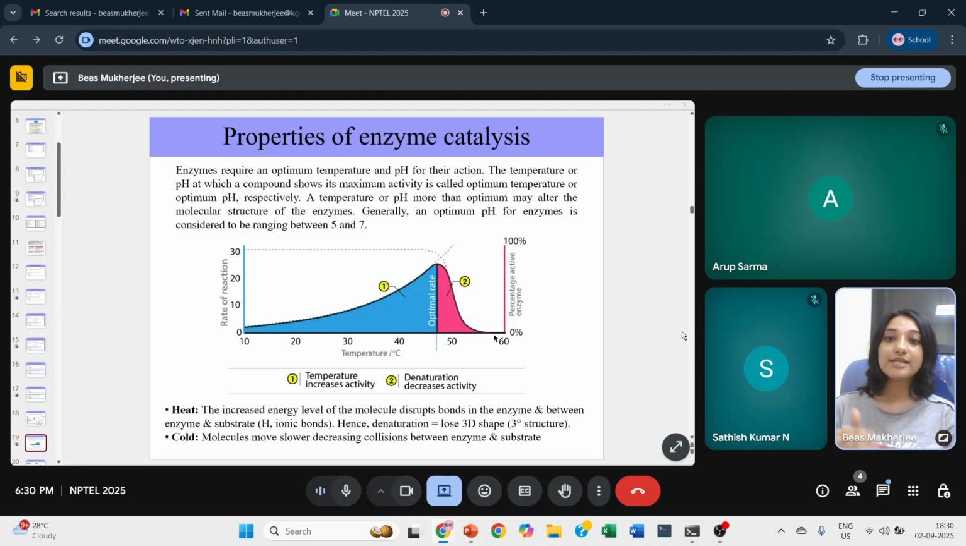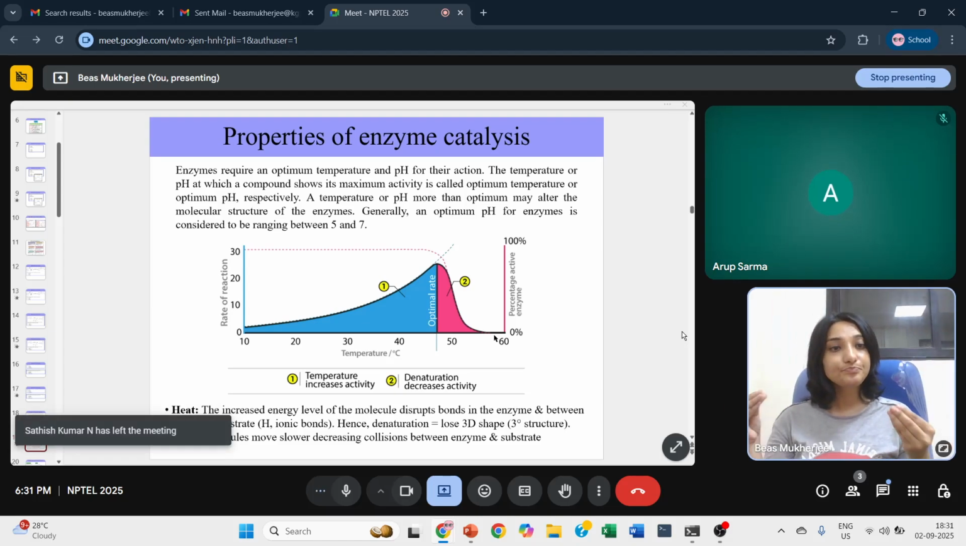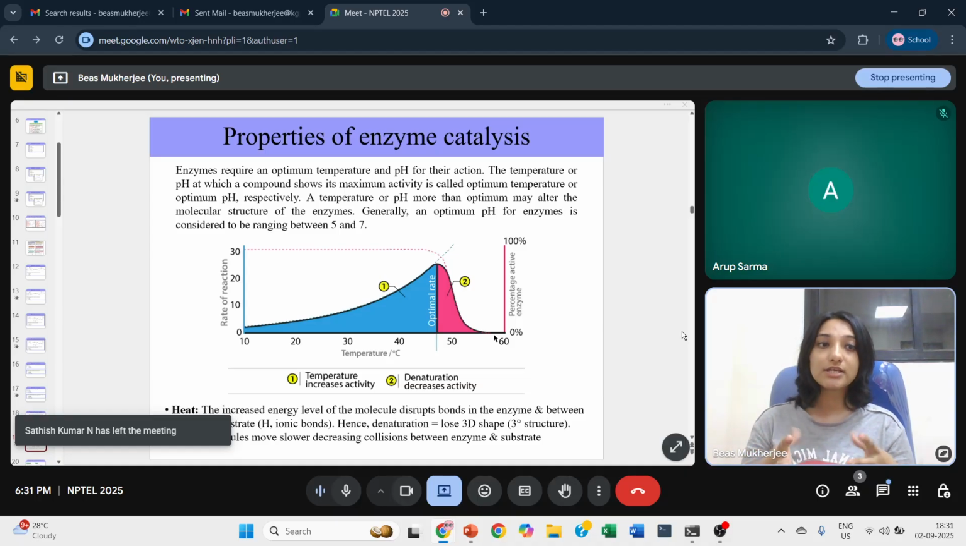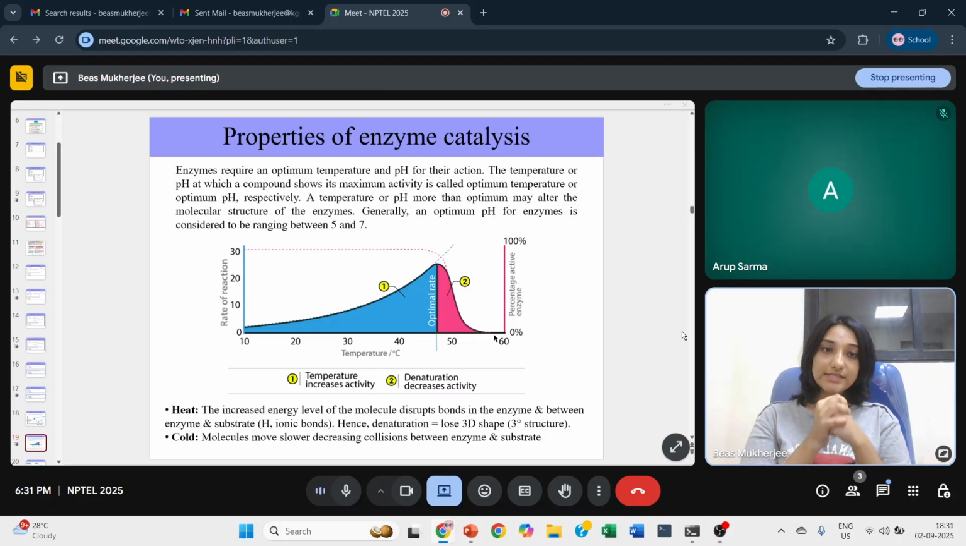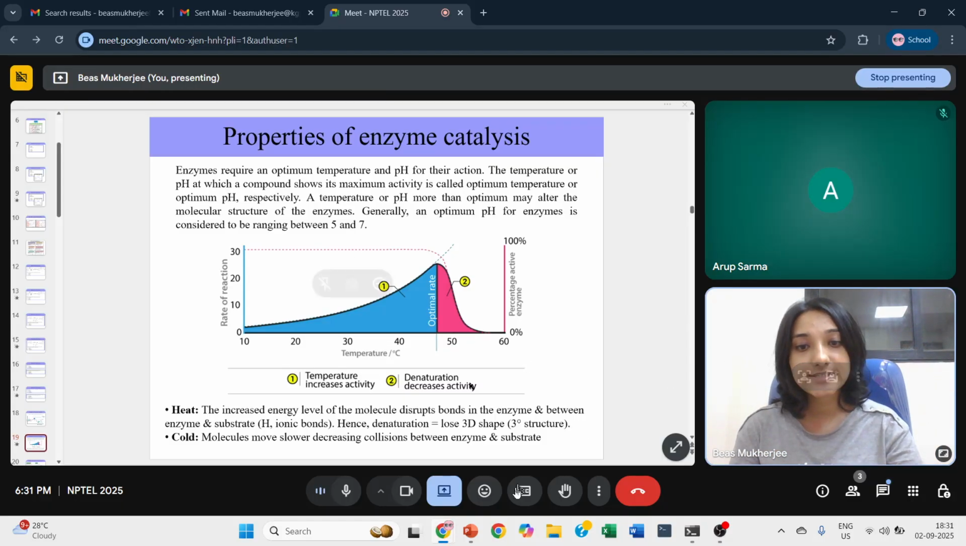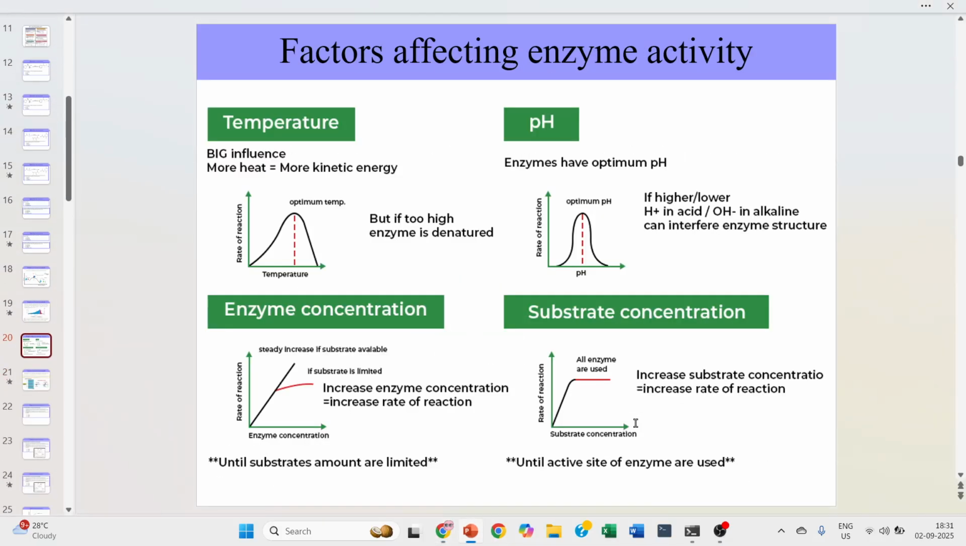Now heat. The increased energy level of the molecule disrupts the bonds in the enzymes and between enzymes and substrate. That is, it can be hydrogen bonds and ionic bonds. Hence, denaturation results in loss of the 3D structure or functional native structure of the enzyme. If it is kept at too cold a temperature, then the molecules are not functioning, they are moving very slowly, and that is why the chances of collision between the enzyme and the substrate decrease. As a result, the activity of the enzyme also decreases.